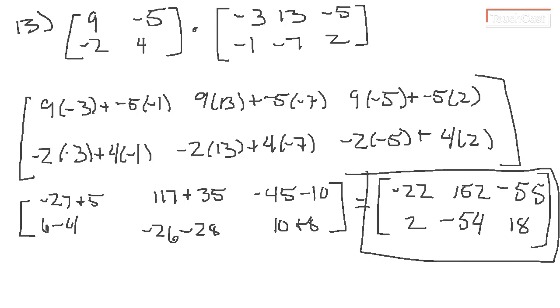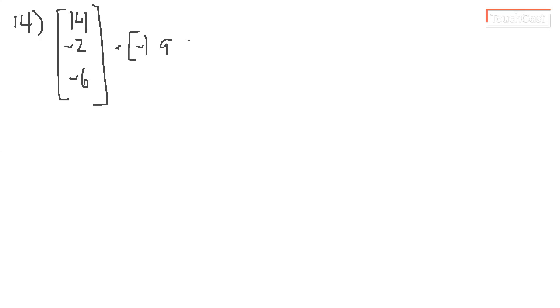So now let's move on to example 14, where we've got a column matrix, 14, negative 2, negative 6, and a row matrix, negative 1, 9, and 5. Since the number of columns in the first matrix matches the number of rows in the second, we can multiply it. Our resulting matrix is going to be a 3 by 3 matrix.